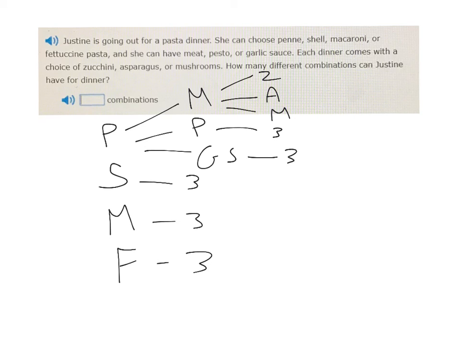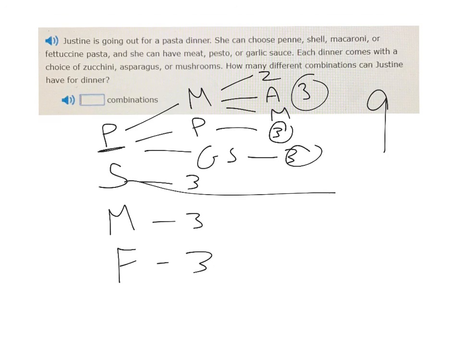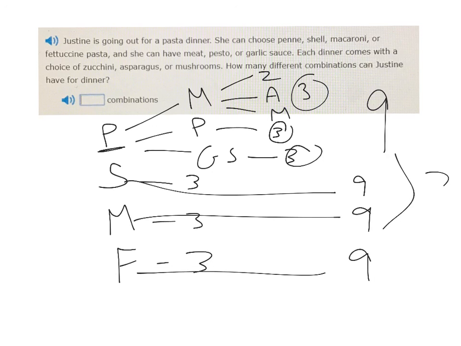So with our penne option, she ends up having 3, 6, 9 possible choices. So 9 there, 9 with the shell, 9 with the macaroni, 9 with the fettuccine. So that gives us 36 possible combinations in total.